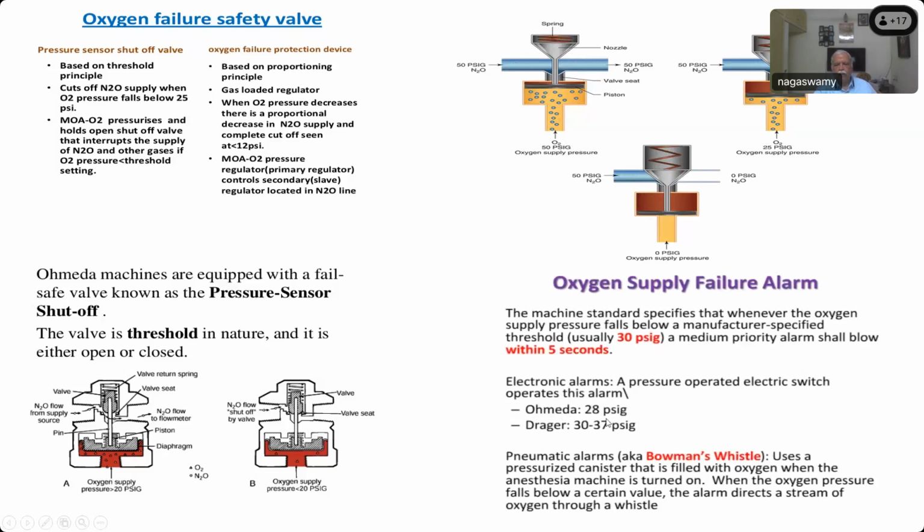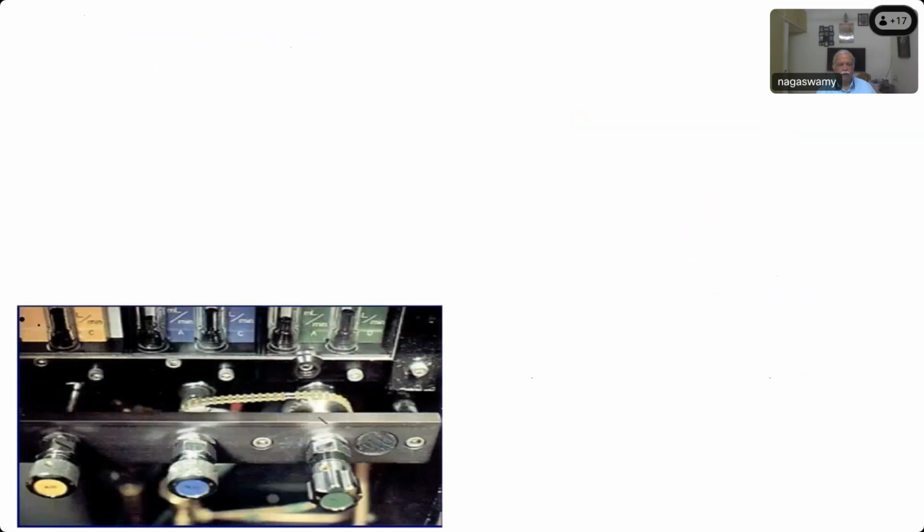In the Omeda, it may be 28. In Draeger, it is 30 to 37. So each manufacturer has a little bit of difference in that. And the older one is the pneumatic alarm system, which is called Bowman's or Ritchie's whistle. When the pressure drops, the gas goes to a small chamber which has an opening, and through that the gas will start leaking and you will get a whistling noise. So it is called Ritchie's or Bowman's whistle. These are all pressure failure devices.